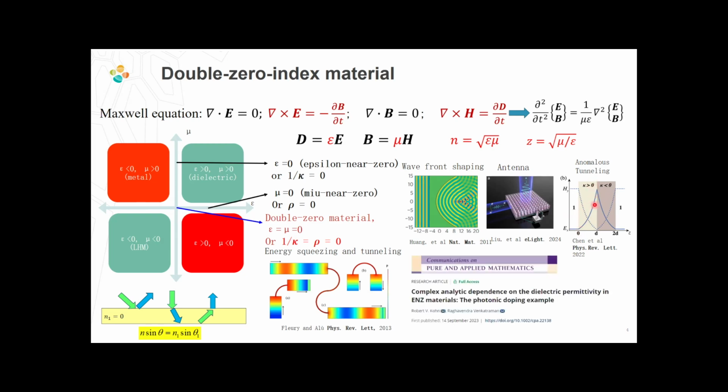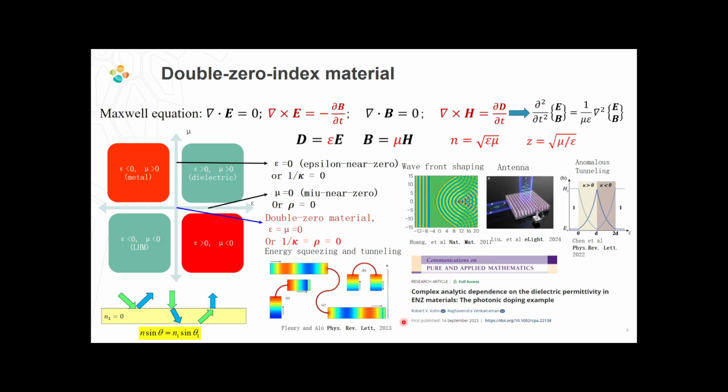And also, this particular material has drawn some attention from the mathematics community. Bob Korn and his collaborators published a paper last year on the analytic analysis of the dielectric permeability in an epsilon near zero material. Actually, according to one of his talks, they are also exploring double zero index materials. So these are some general background.